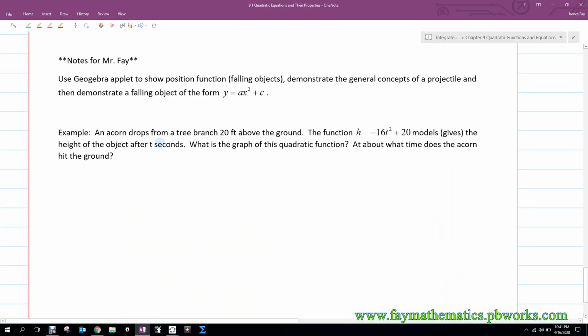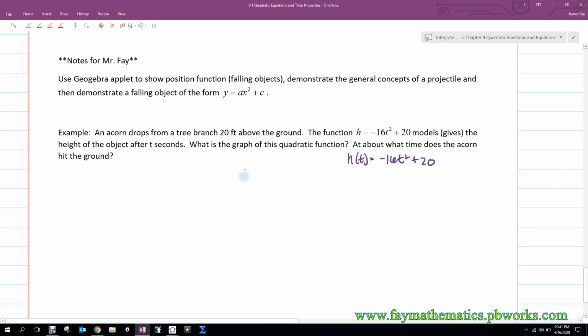So I'm going to walk you through this example. It says an acorn drops from a tree branch 20 feet above the ground. The function h equals negative 16t squared plus 20 models, or gives the height of an object after t seconds. They should actually write this h of t equals negative 16t squared plus 20. It says, what is the graph of this quadratic function, and about what time does the acorn hit the ground?